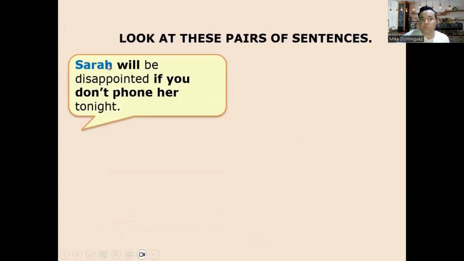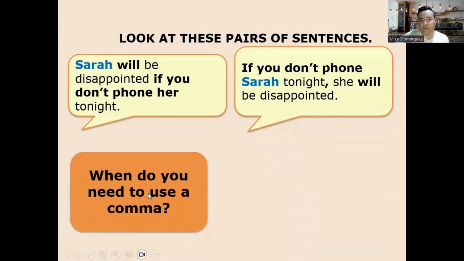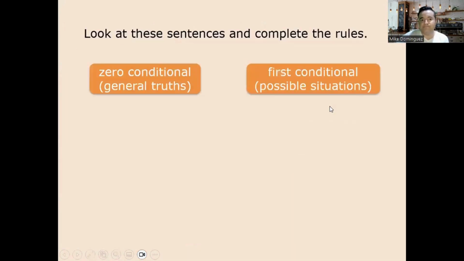Okay? Sarah will be disappointed if you don't phone her tonight. If you don't phone Sarah tonight, comma, she will be disappointed. So we need a comma on this occasion, because that's where the conditional starts. Okay? So look at these sentences and complete the rules.